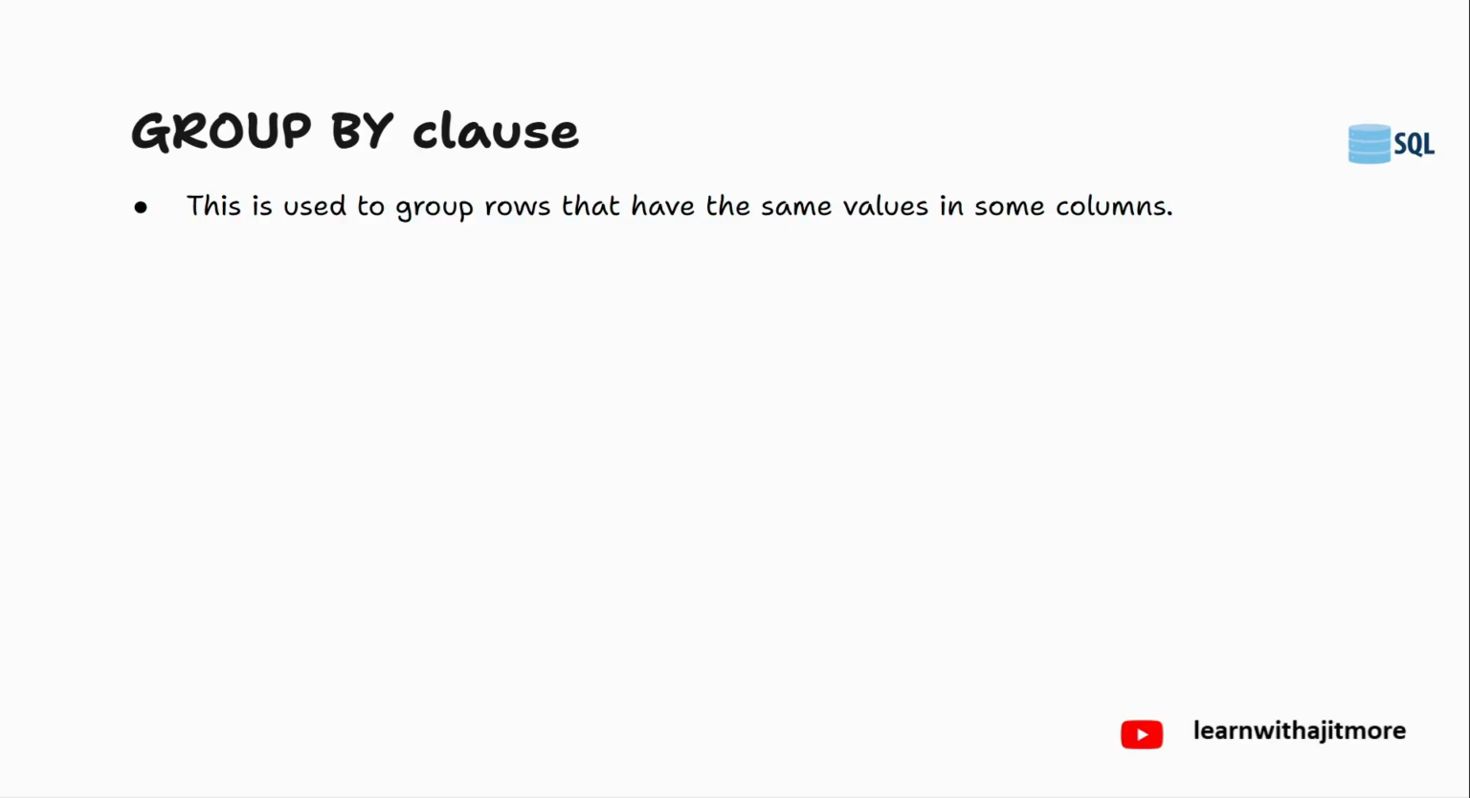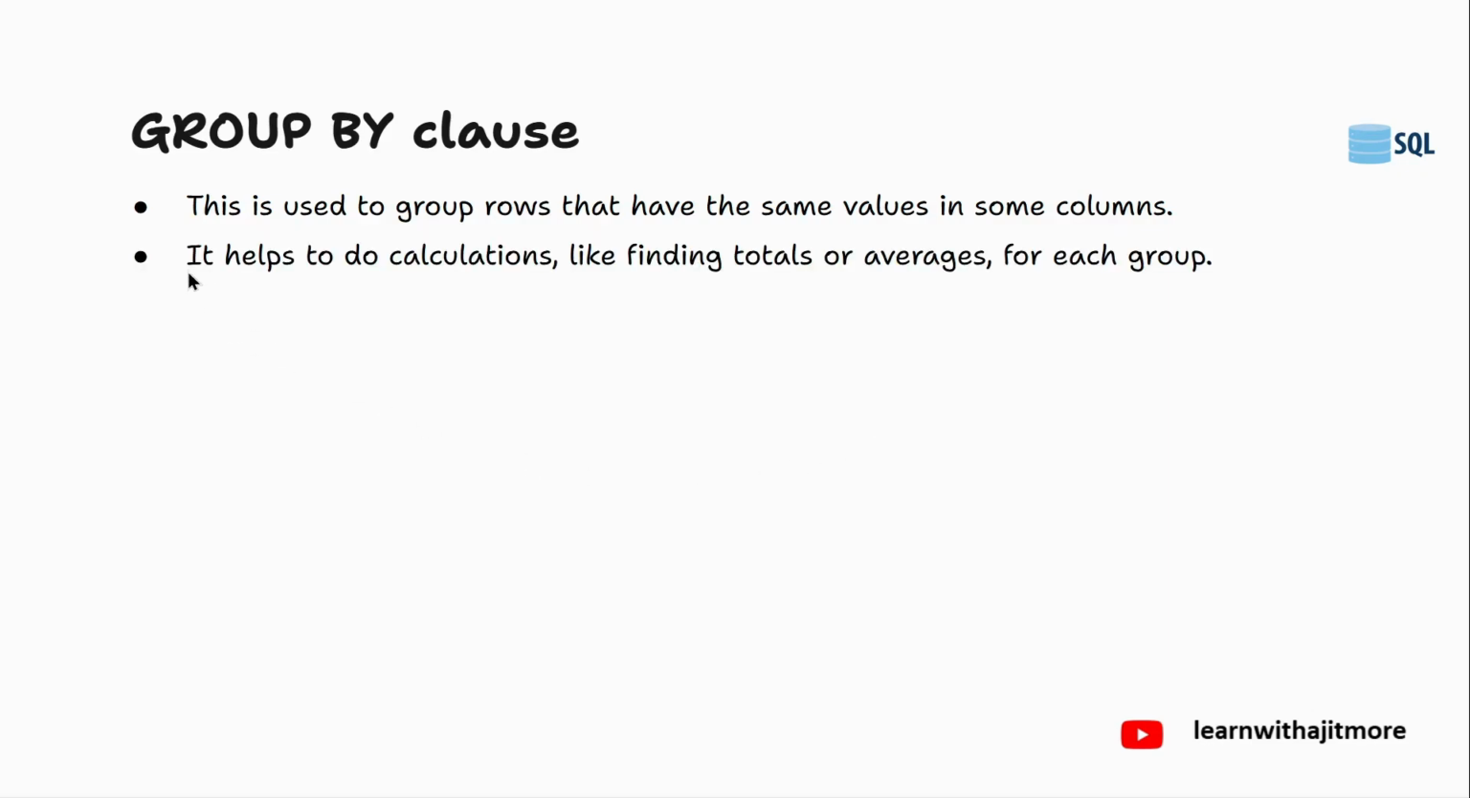ओके तो ऐसा कोई कॉलम है जिसके वैल्यूज रिपीटेड हैं और you want to create a group of similar values and then on each group you want to apply aggregate. ठीक है, so this is used to group rows that have same values in some column, meaning in your table there is some column which is having same value. So those who are having same value, I want to create separate groups. And then on each group, I want to apply aggregate. Correct? It helps to do calculations like finding total or averages for each group.